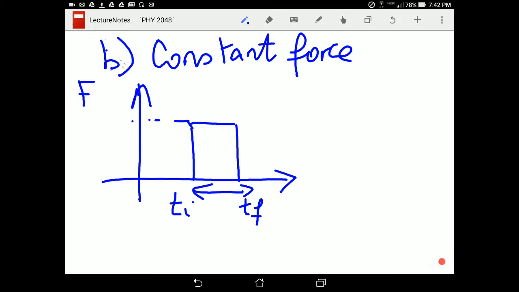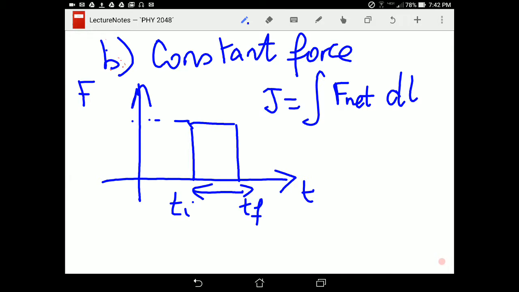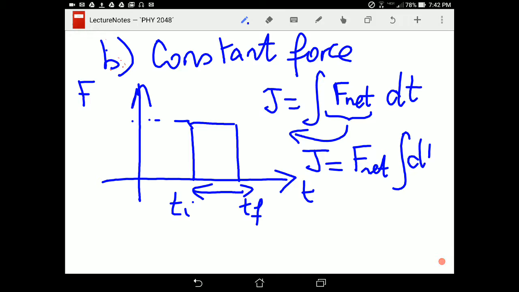If we go back to the calculation of the impulse, J, we had earlier the integral of the net force over the time range, but if the net force is constant, then we can take it out of the integration sign, and we can say that the impulse is the net force times the integral of dt between the initial and the final time.